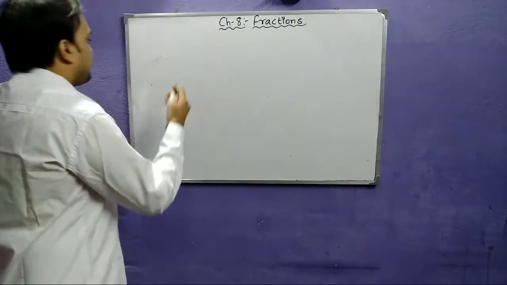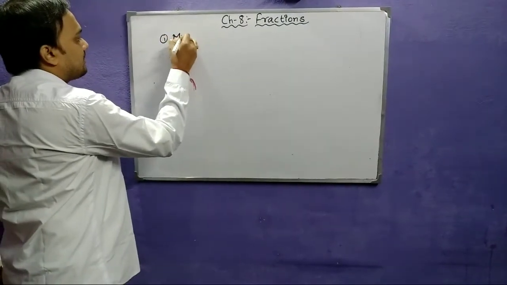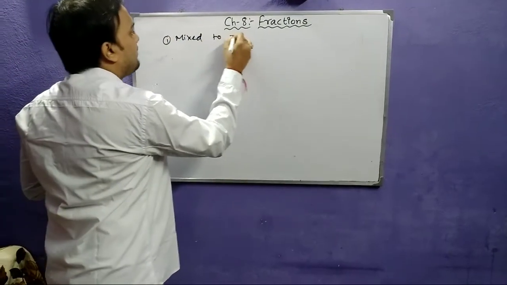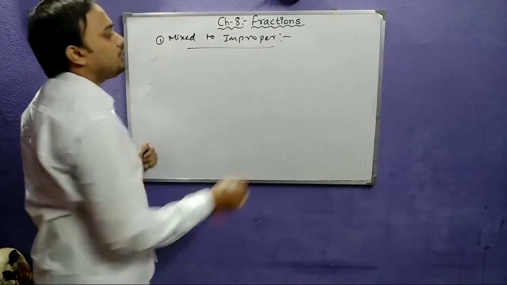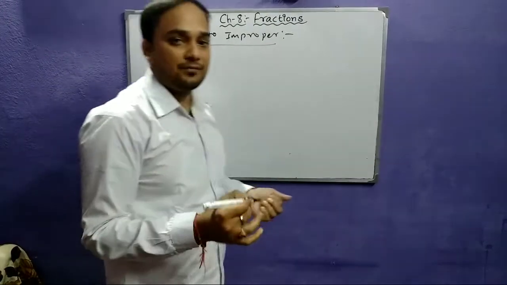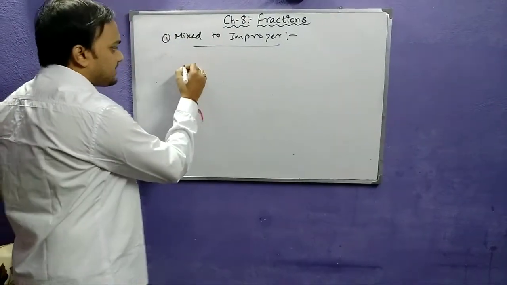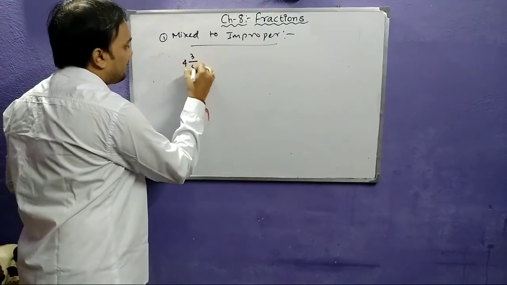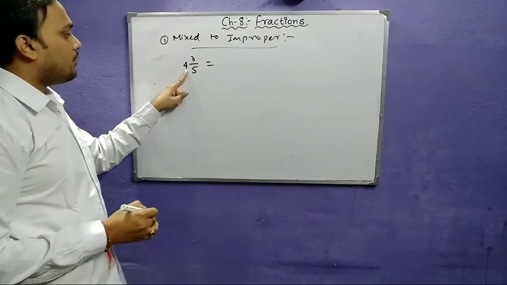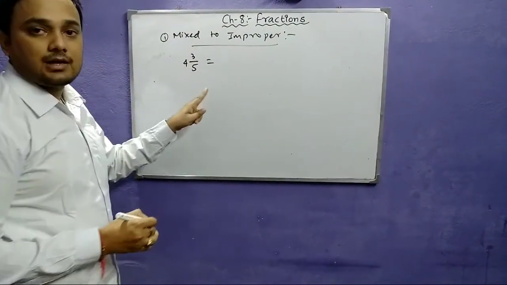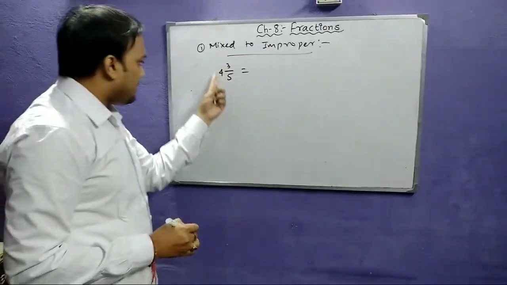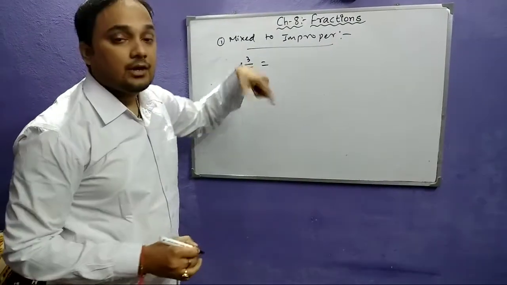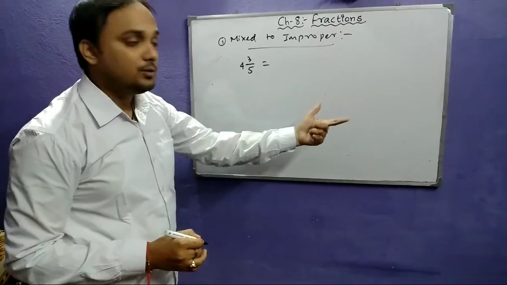Okay, the next conversion is, let us first understand mixed to improper. How will we convert a mixed fraction to improper? Let us take an example for that. Suppose an example of a mixed fraction is 4 whole 3 by 5. This 4 is a whole number and this 3 by 5 is a proper fraction. So the combination of both is a mixed fraction. And we will now convert this 4 whole 3 by 5 into an improper fraction. How will we do that?